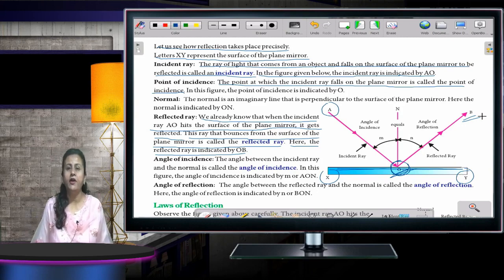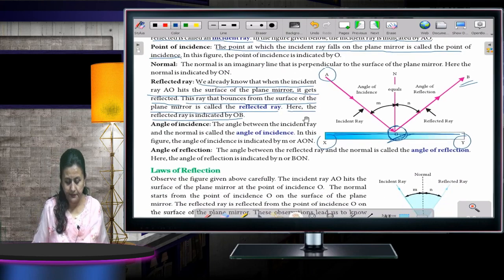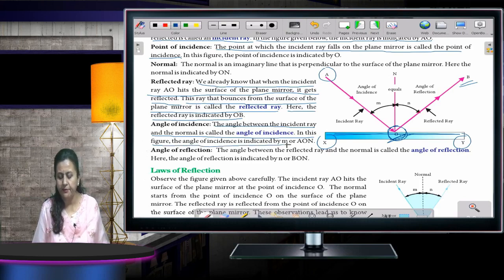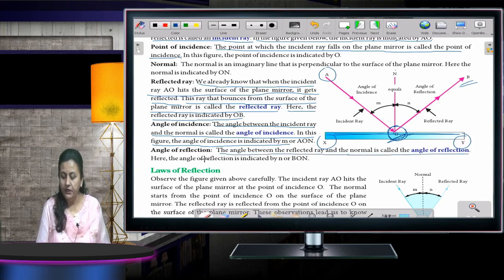Now we'll talk of angle of incidence. The angle between the incident ray and the normal is called the angle of incidence. In this figure, the angle of incidence is indicated by angle AON. This is the angle of incidence. Then the angle between the reflected ray and the normal is called the angle of reflection. Here, the angle of reflection is denoted by BON. Fine, children?